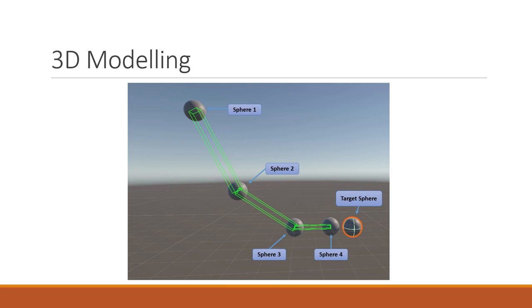Target sphere will be the destination point. The location of the target sphere will determine the movement of the 3D modeling. The inverse kinematic method will take the coordinates of the target sphere and use the coordinate data to be the angle value that will be moved on each sphere or joint.